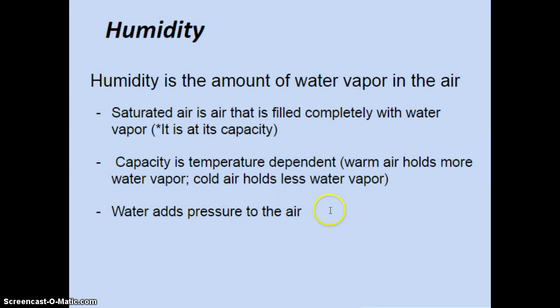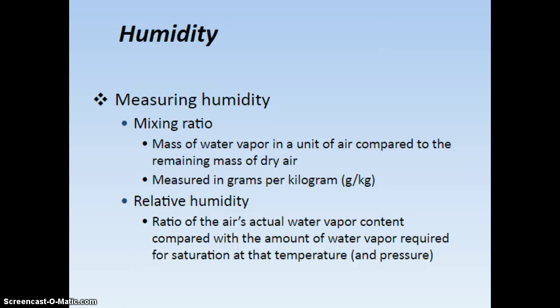Water adds pressure to the air. When we look at humidity in terms of the measuring value, we can talk about a mixing ratio. This is the mass of water vapor compared to the remaining mass of the dry air, and this is measured in grams per kilogram. But relative humidity is the ratio of the air's actual vapor content compared to the amount of the vapor required for saturation.